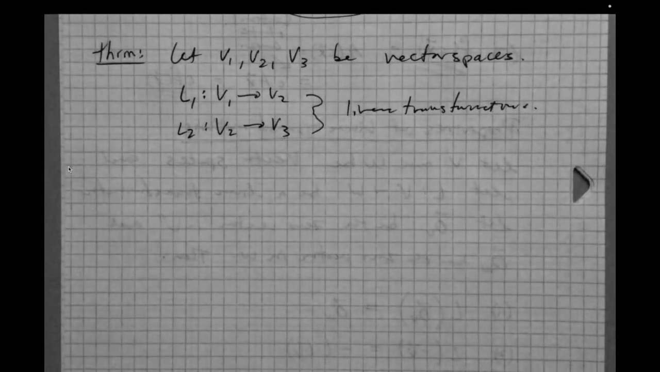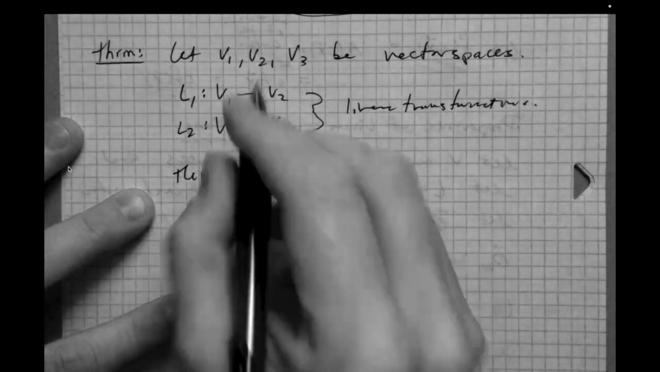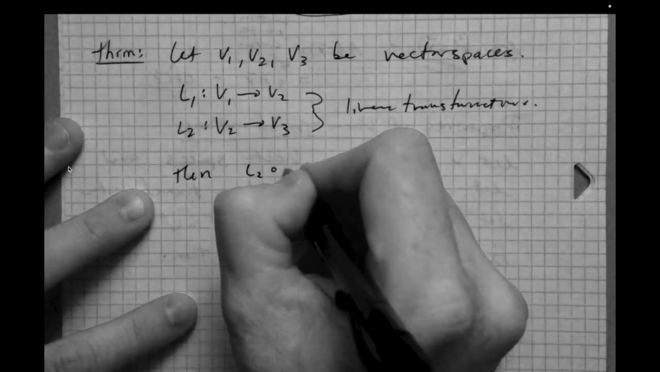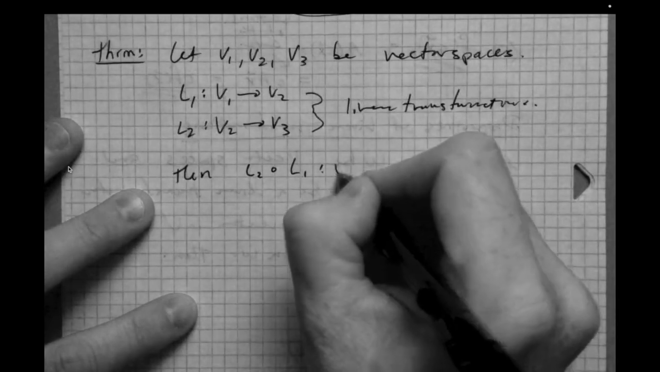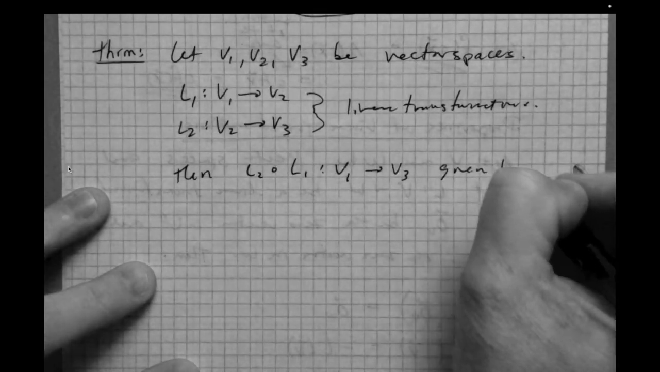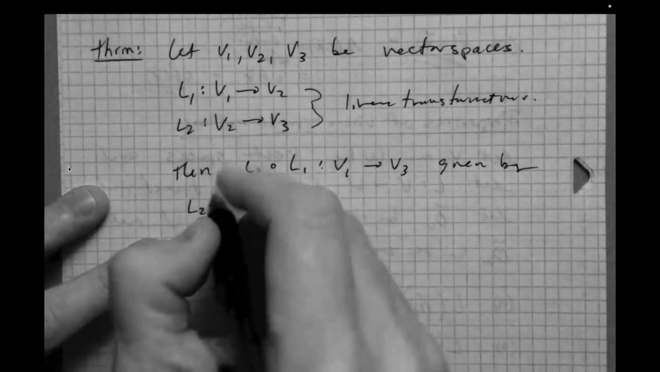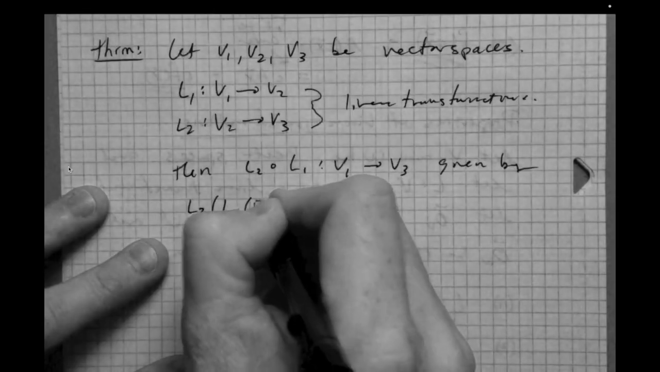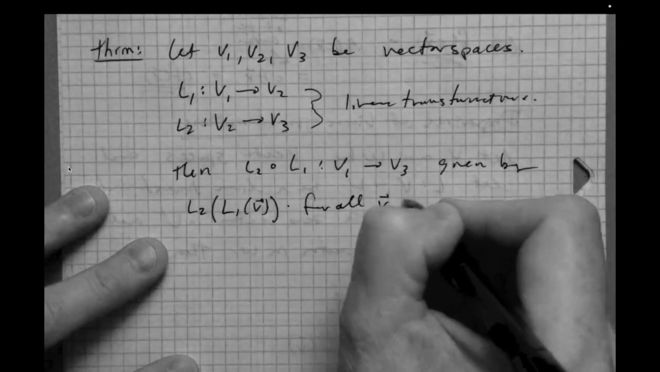Okay, so I've got these two linear transformations. Then L2 composed of L1 is a function from V1 to V3, and we can say given by, let's write it in the other way, the other notation is sometimes more useful, L2 composed of L1 of v, for all v in V1.